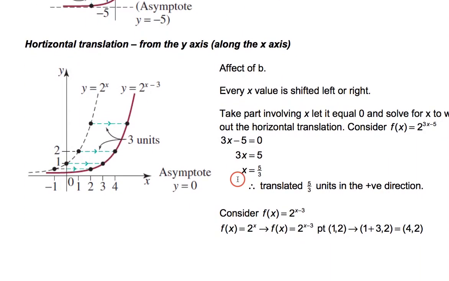Horizontal translation. If we consider a graph y equaling 2 to the power of x, you can see its position there. But then if we look at y equaling 2 to the power of x minus 3, so the whole power is x minus 3, you can see that what we've done is that we've moved 3 units in the positive direction along the x-axis. So we'll just simply pick this up, move it across, pick this point up, move it across, and so on. So we've taken that whole curve and shifted it 3 units along in the positive direction along the x-axis.